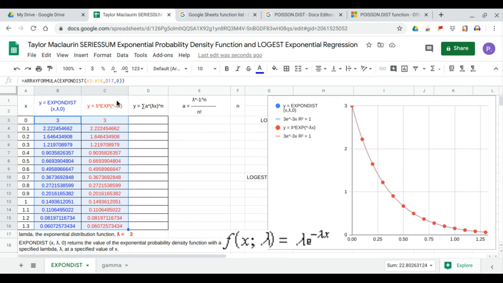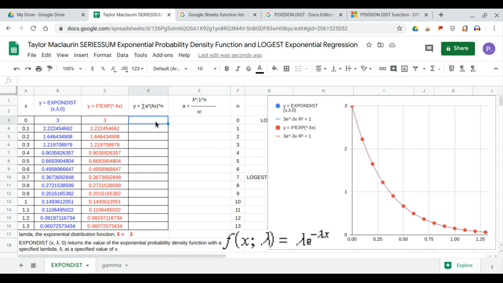We can use Taylor-Maclaurin series sum to generate the approximation dataset of this function. And these values will be the summation of a, the coefficient, times lambda x to the power n, where the values of n start from 0 to infinity. 0, 1, 2, and so on to infinity. In this case, we can reach 13, our maximum, because we don't have space.